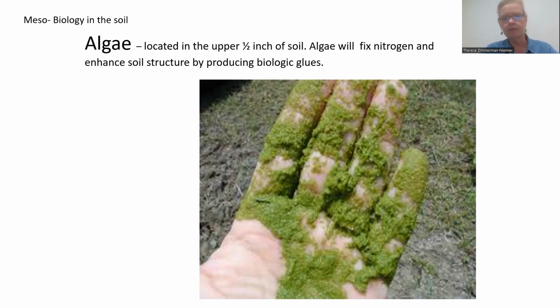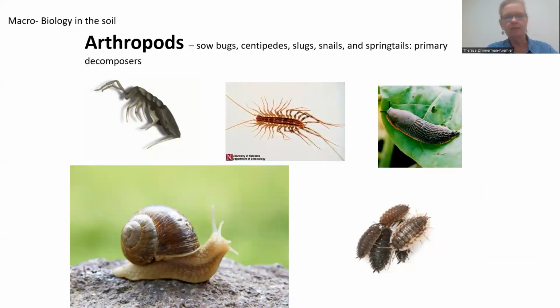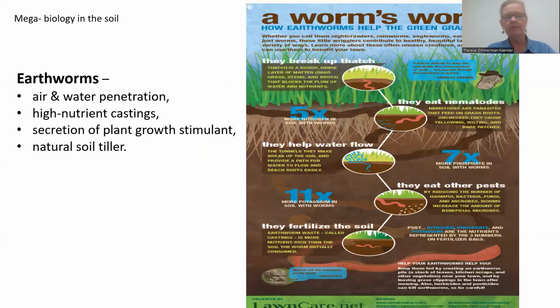And this is a nitrogen fixer. It's not a bad thing. Arthropods, this is where we can start seeing things with our eyes alone. The more diverse our arthropod community is, the more diverse everything else is too. And earthworms are what I consider an indicator species. When you have earthworms, you know that you have all the layers of consumers.